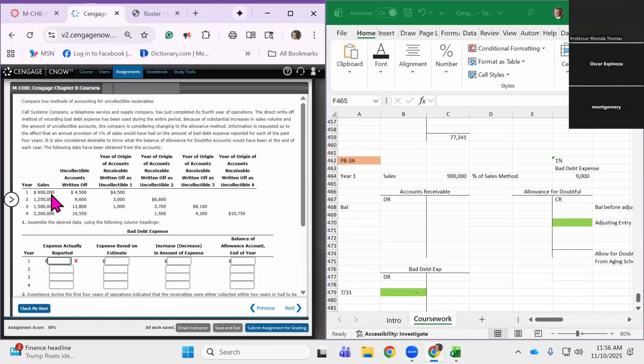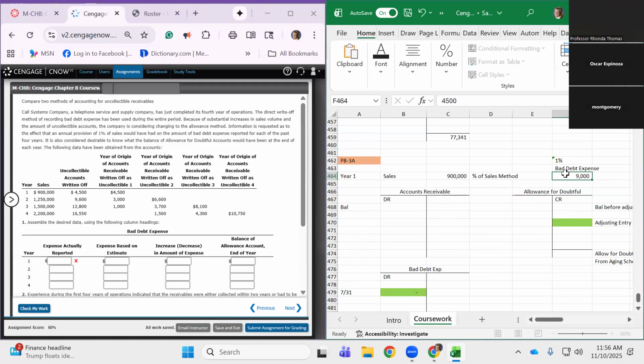This is the actual write-off. Okay, this is the actual write-off. So when they wrote it off, they didn't use bad debt expense. See, they actually wrote it off. All right, so here's what happened.